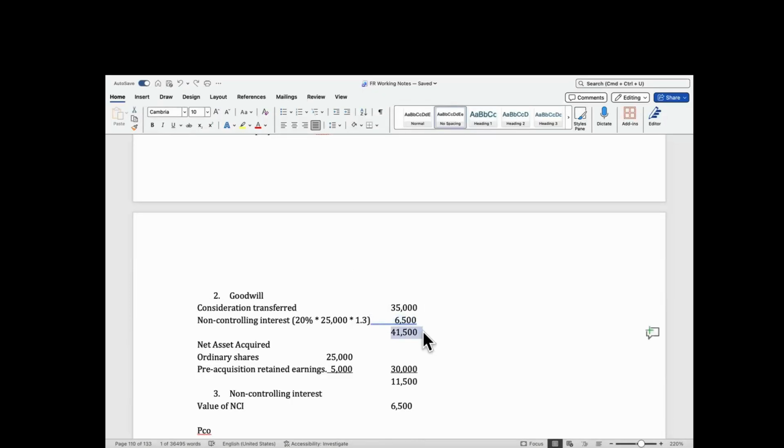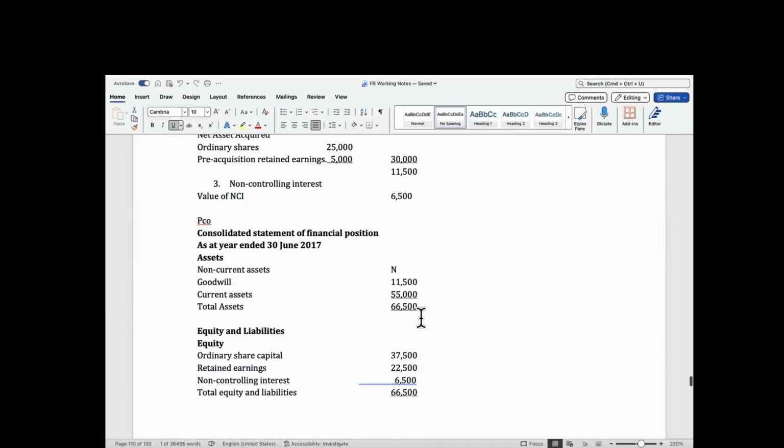So if I add the two together, I have 41.5. So this 41.5 is now 100%. Then I can compare it with the net asset acquired of the subsidiary, which is ordinary shares of the subsidiary plus the pre-acquisition retained earnings in the subsidiary, which is 30,000. If I compare the two, I have 11.5. So NCI would just be the value of NCI as we got above, which is 6,500. Then I can go ahead and consolidate.